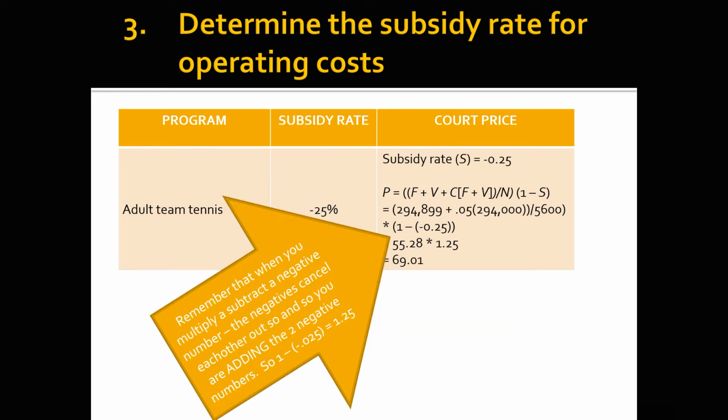I also just want to point out how here I have 1 minus s. So that's 1 minus negative 0.25. Remember that when you multiply a negative number, the negatives cancel out, so two negatives. So in this case, I'm going to be adding these together. So it's going to be 1 minus negative 0.25, which is really then 1 plus 0.25, which is 1.25.